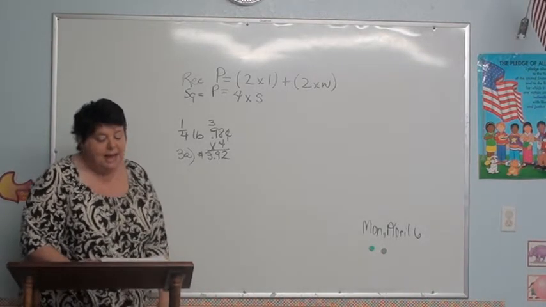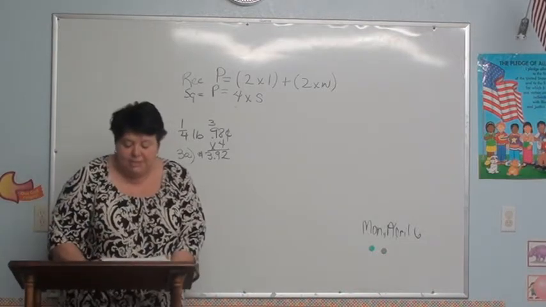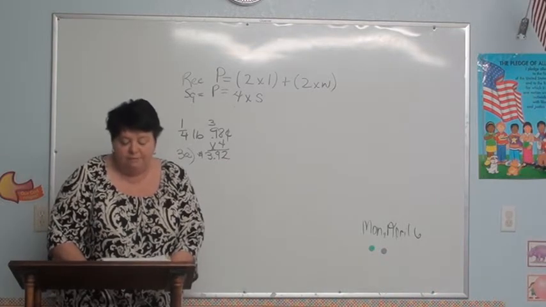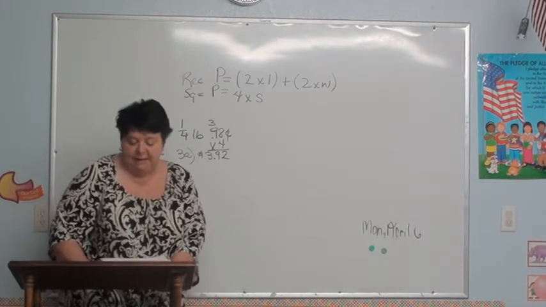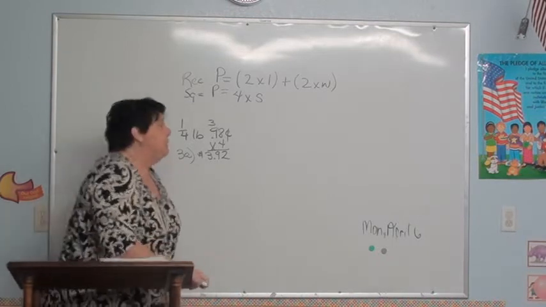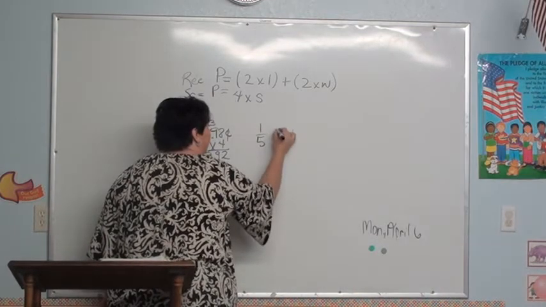$3.98. Now, on B, let's read it together. Trent saved $21 for camp this summer. This is only 1/5 of the money he will need. How much money does Trent need for summer camp? So he has saved 1/5 of the money he needs, and it's $21.